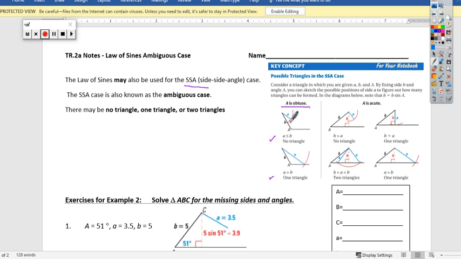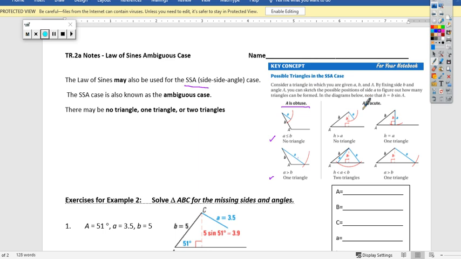If side A is shorter than side B, then the answer is no triangle. You're going to set up all your triangles with the angle given on this corner here, the side across over here, and then the third side is always going to be sitting over here for us to work these problems when you're setting them up. If A is longer than B, then you have one triangle.